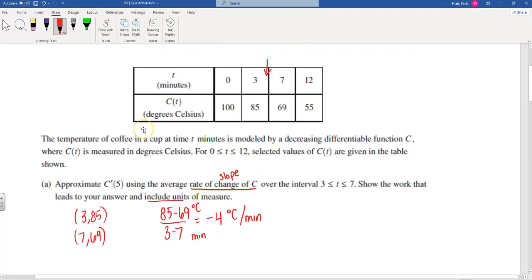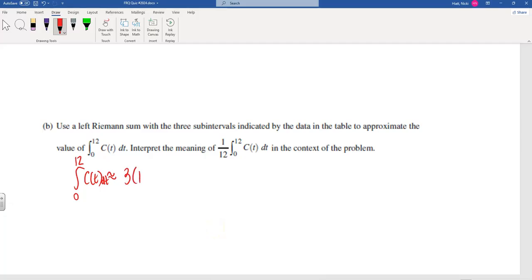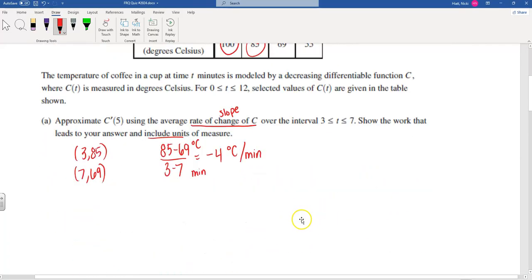This is approximation. So with a left Riemann sum, we're finding the width of the rectangle, which would be 3. And we multiply by the height, which is going to use the left endpoint there, since it's a left Riemann sum. And then here we'll have 4 times our left point. And then here we'll have 5 times our left. So we got 3 times 100 plus 4 times, what was it, 85 plus 5 times 69.